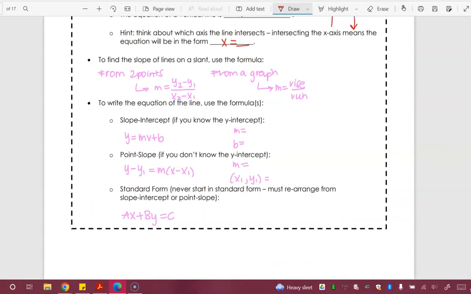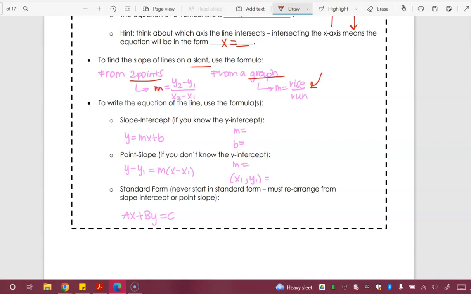We need to remember some formulas here. So to find the slope of lines that are not either vertical or horizontal, so they have a slant to them, we use this formula, and this should be pretty familiar, y2 minus y1 over x2 minus x1. That's when we're given 2 points. When we look at a graph, we have to remember this phrase, rise over run.